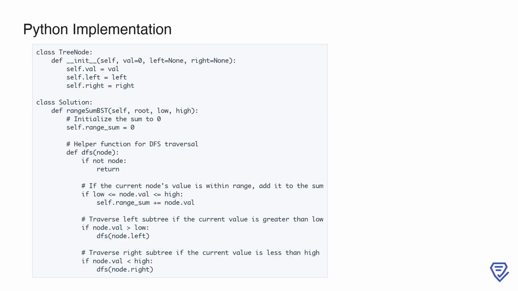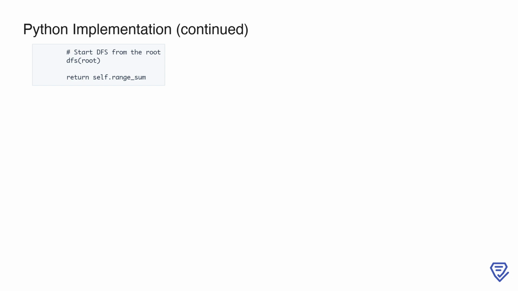If the current node's value is greater than the low boundary, we call DFS on the left child, as nodes to the left in a binary search tree are smaller. Similarly, if the current node's value is less than the high boundary, we explore the right subtree by calling DFS on the right child. Once the DFS function is fully defined, we initiate the depth-first search traversal by calling DFS on the root node of the binary search tree.